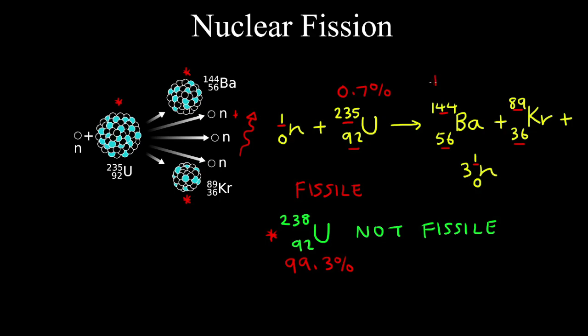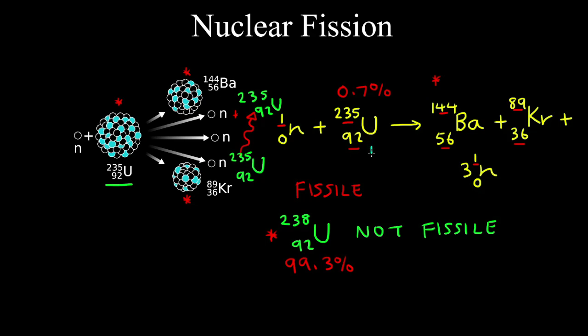Now this reaction releases a small amount of energy, but in reality you'll have more of these uranium nuclei undergoing fission. So for example, this emitted neutron will collide with another uranium-235, and this neutron will collide with another one, and so on, causing a nuclear chain reaction, which results in a massive amount of energy being released.